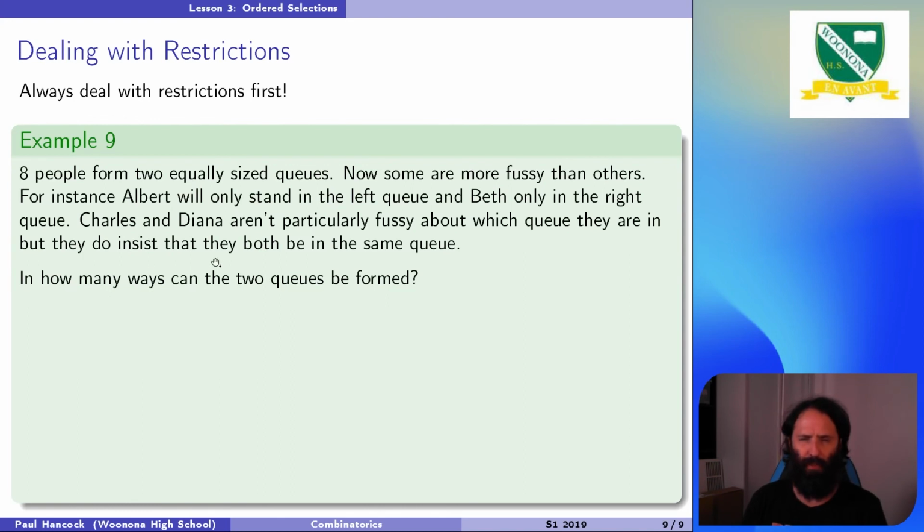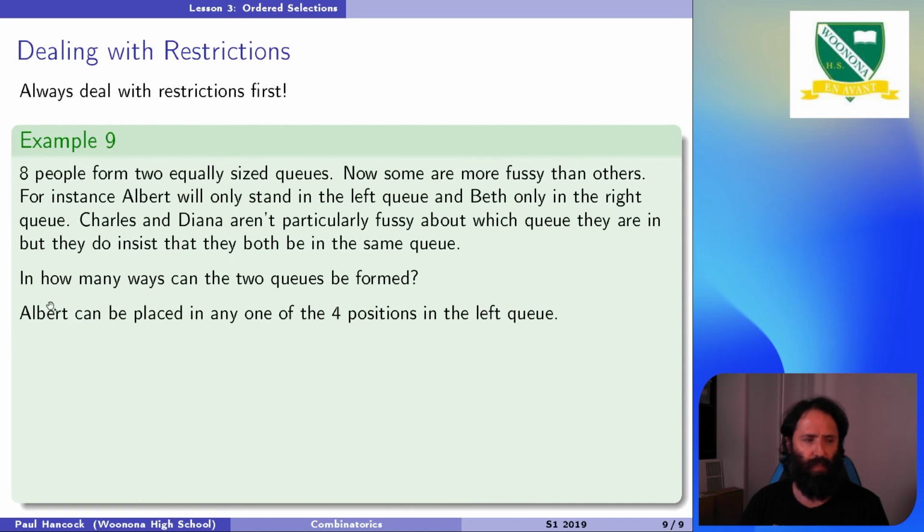Okay, so how are we going to solve this? Well, we know for a fact Albert has to be in the left queue. The left queue has 4 spots. Albert has to be one of those spots. And similarly, on the right queue, there's 4 spots. Beth has to be in one of those spots. We then take Charles and Diana and pop them in once we choose where Charles is going to be. For instance, is he going to be in the left queue? Then there's only 2 more spots that Diana could be in. Similarly, if he was in the right queue, and then there's some remaining spots to deal with.